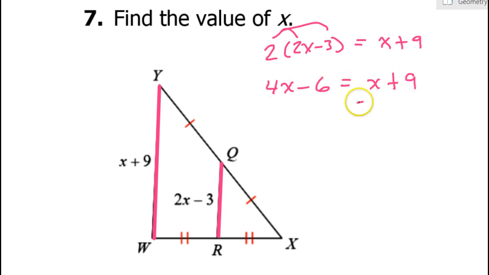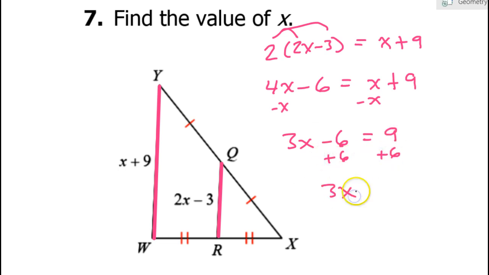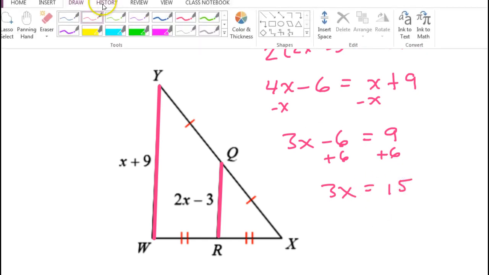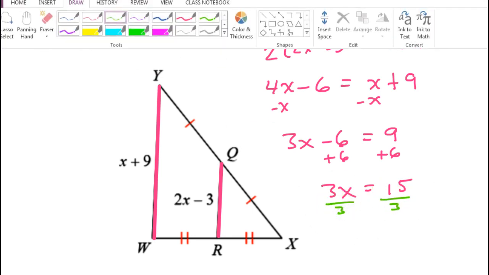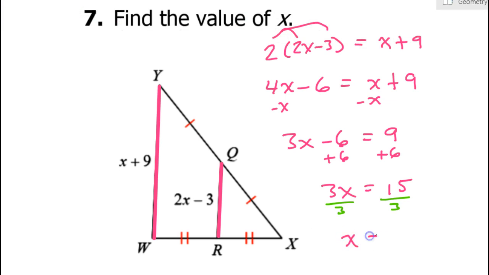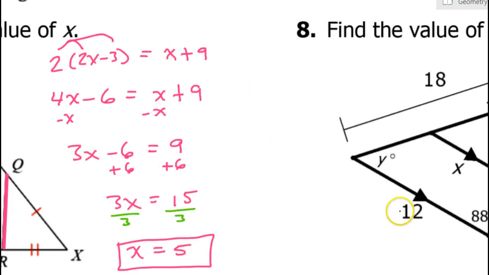Let's get these x's together by subtracting x from both sides. Now I have 3x minus 6 is equal to 9. Then I'll add 6 to both sides, so I have 3x is equal to 15. And then we will divide both sides by 3. That gives me x is equal to 5. That's it for number 7.